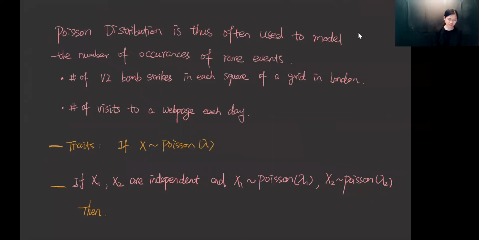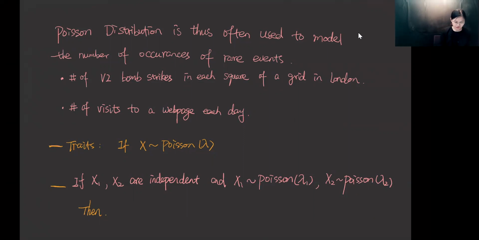Some examples include the number of V2 bomb strikes in each small square in London during World War II. And this example is described in more detail in the book as well. Or maybe Poisson distribution can also be used to model the number of visits to a not very popular web page each day.